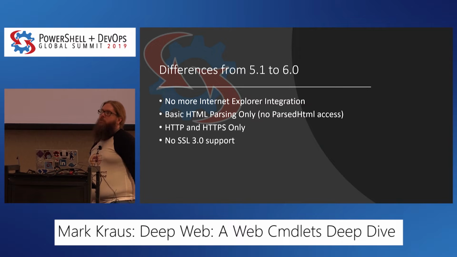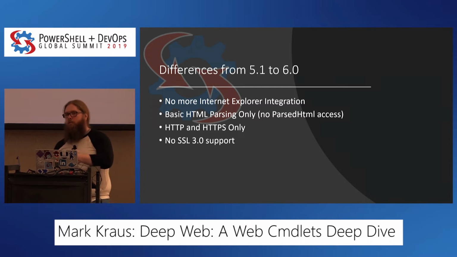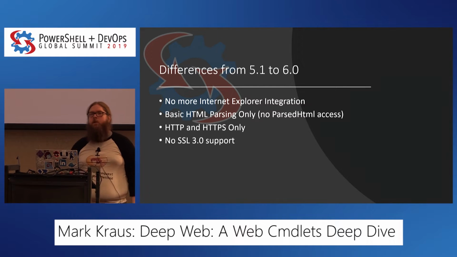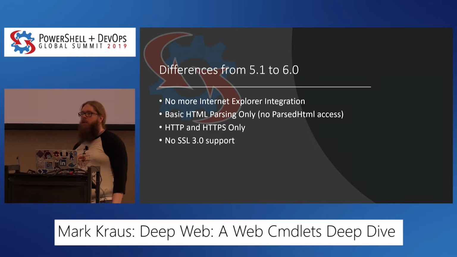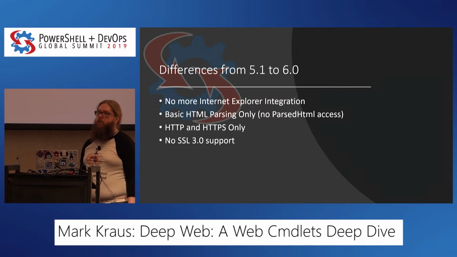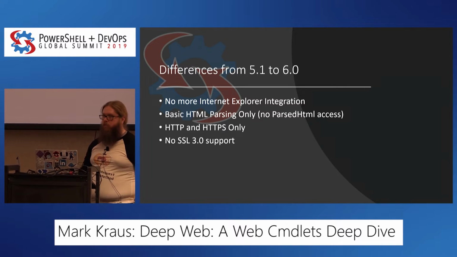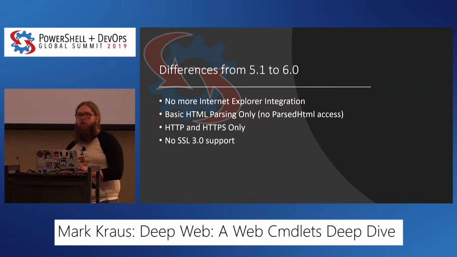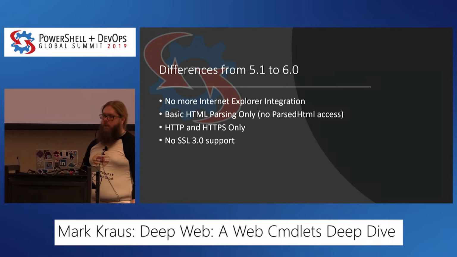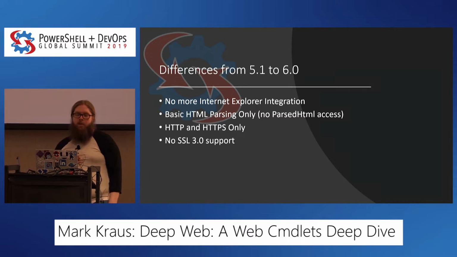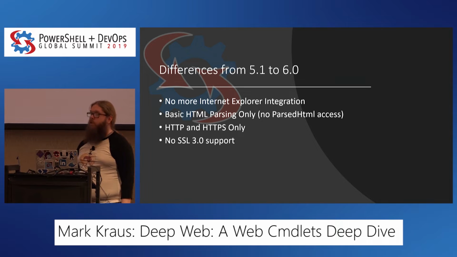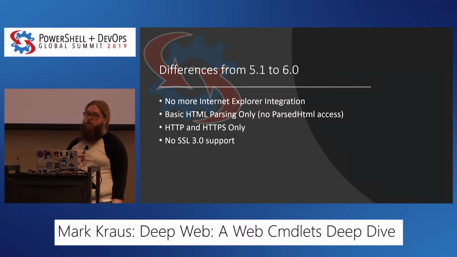So let's start off with some differences between 5.1 and 6.0 in the Web Cmdlets. First of all, I'm only going to be covering Invoke-WebRequest and Invoke-RestMethod here. I'm not going to go into ConvertTo-Json and ConvertFrom-Json, even though those are technically part of the web cmdlets, and they're kind of intertwined. But some of the first differences you'll notice is that there's no more Internet Explorer integration.